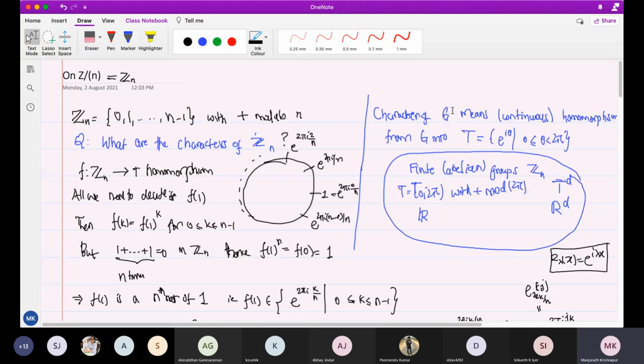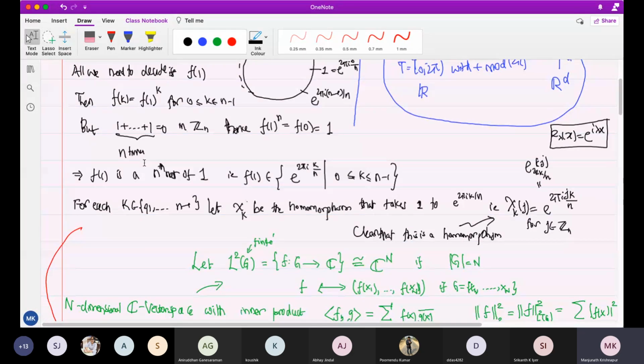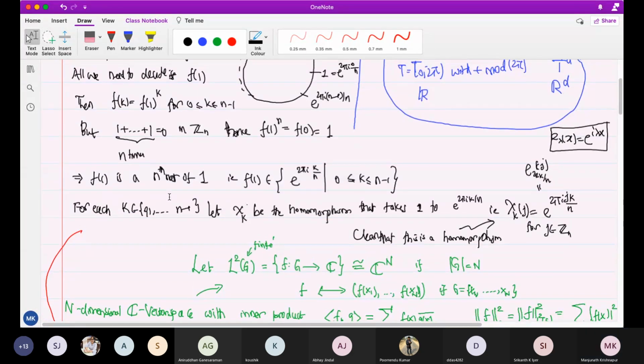When the group has some obvious metric or topology, then we ask in addition that this homomorphism should be continuous. But otherwise, for finite groups, such a condition is redundant. So we are considering discrete topology, so it's just all homomorphisms. And for Z mod n, it is easy to figure out that all the homomorphisms are basically these.